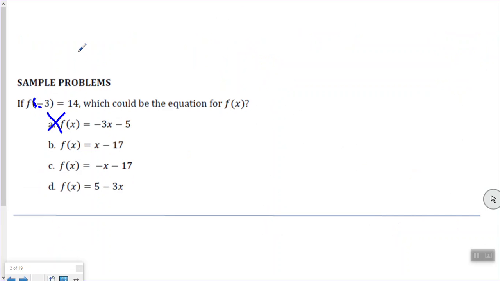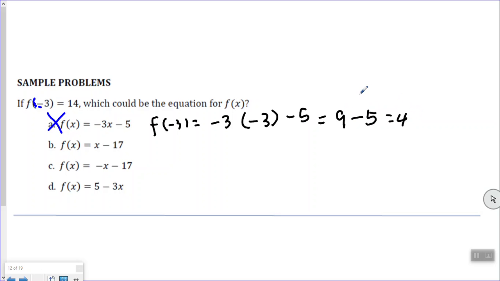Okay, sample problem: if f of negative 3 equals 14, which could be the equation for f of x? You have to plug negative 3 into x and see if it gives 14. I just copied this here. Where you have x, I put parentheses, and I'm going to plug negative 3 here. Negative 3 times negative 3 is positive 9, minus 5 is 4. It has to be 14, so it is not A.